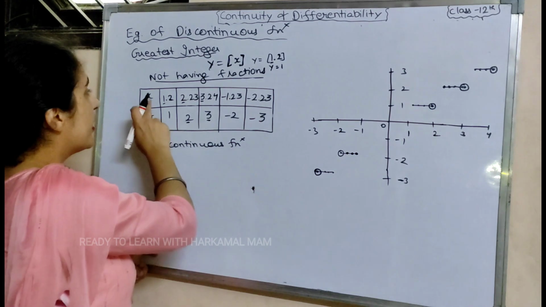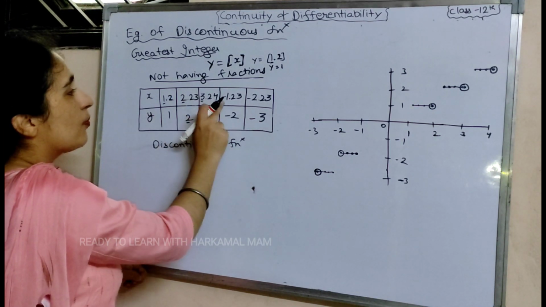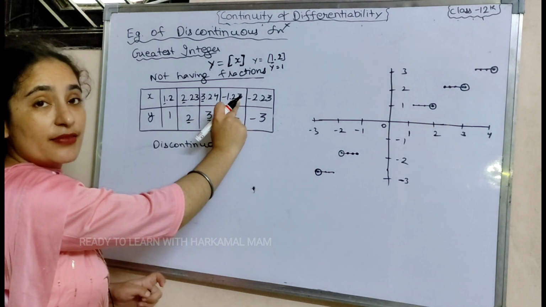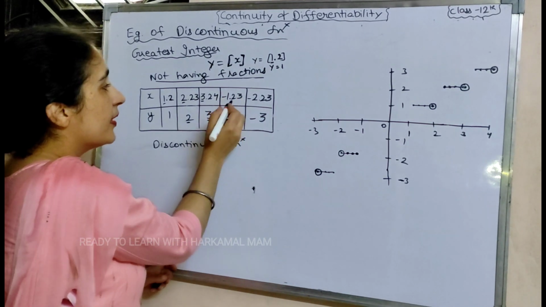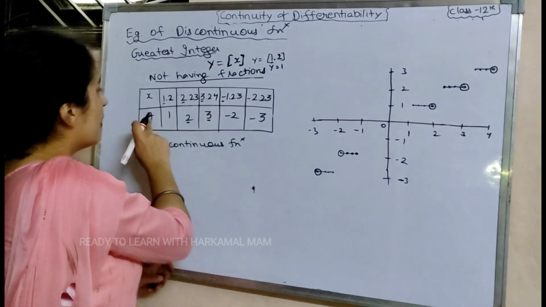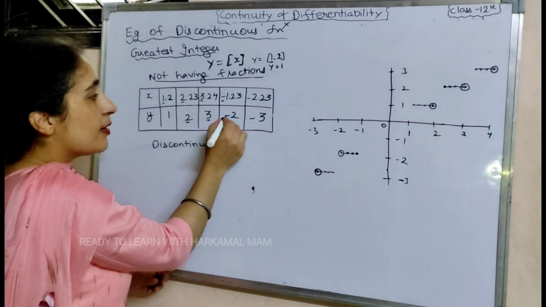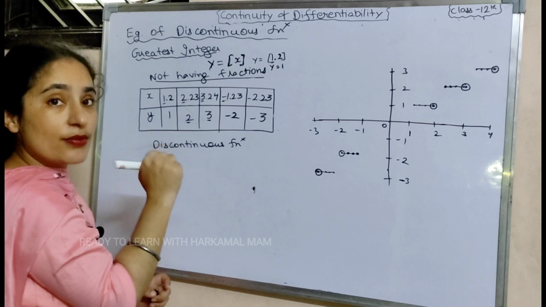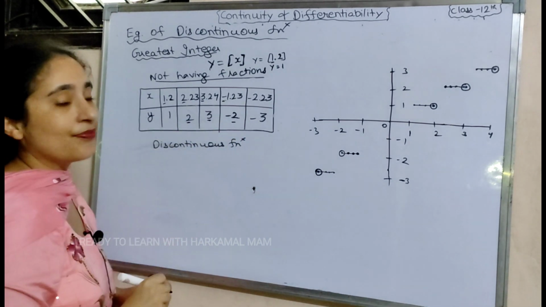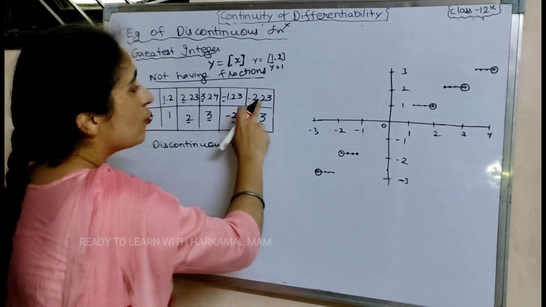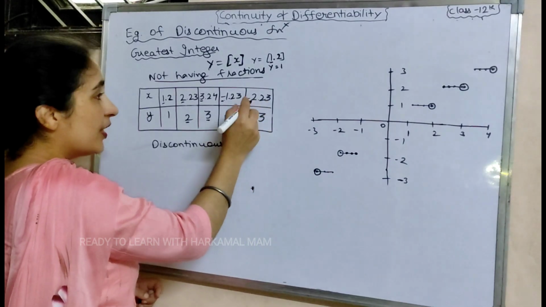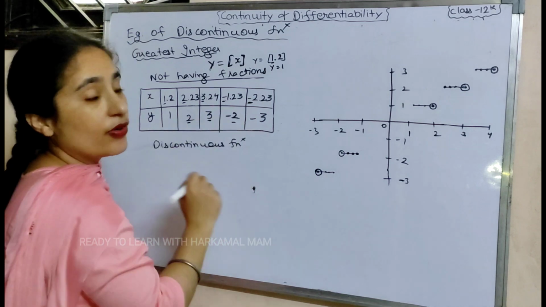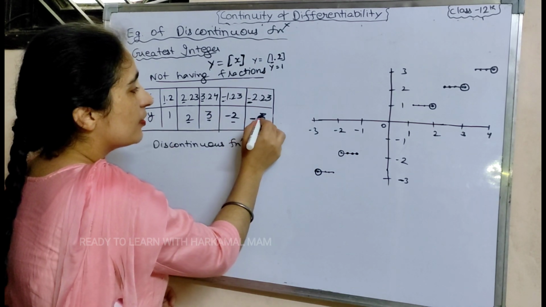Greatest integer. When we take x is equal to minus 1.23, its name is greatest integer, but it gives the lowest value. Then in case of the negative, we get the value of y is minus 2, not minus 1. This gives the lowest value, minus 2. If we take minus 2.23, it will again give the lowest value in case of minus. It gives minus 3.